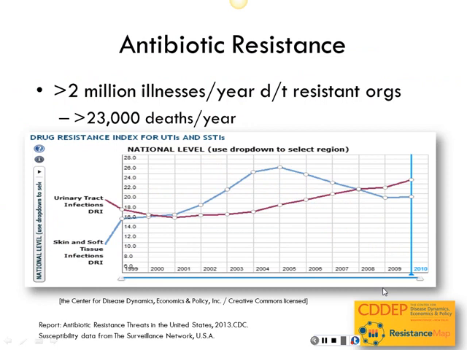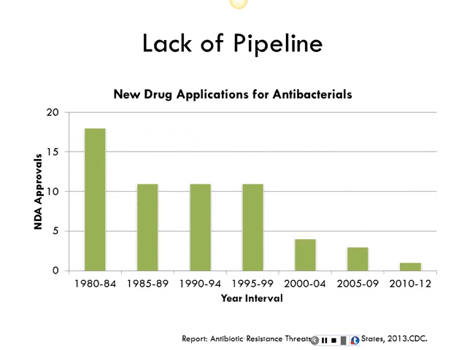When we look at drug-resistant pathogens overall, there's 2 million illnesses a year associated with resistant pathogens, 23,000 deaths per year. You can see that there's been vast and ongoing increases in resistant pathogens. The red line is urinary tract infections. The blue line is skin and soft tissue infections. So skin and soft tissue infections have fallen off a little bit, but urinary tract infections have continued to rise, and that's mostly due to ESBLs and CREs. You can see that new drugs coming to market continue to fall off. We've only had one in the past 2 years.